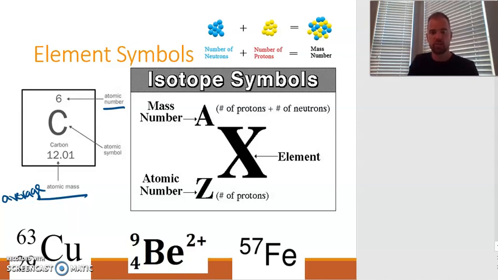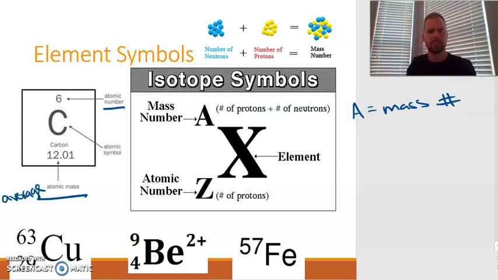So what you'll see is the element symbol, and then two numbers off to the left, the top number and the bottom number, which have the abbreviation or variable A and Z. So what does A stand for? A stands for mass number. Well, what is mass number?